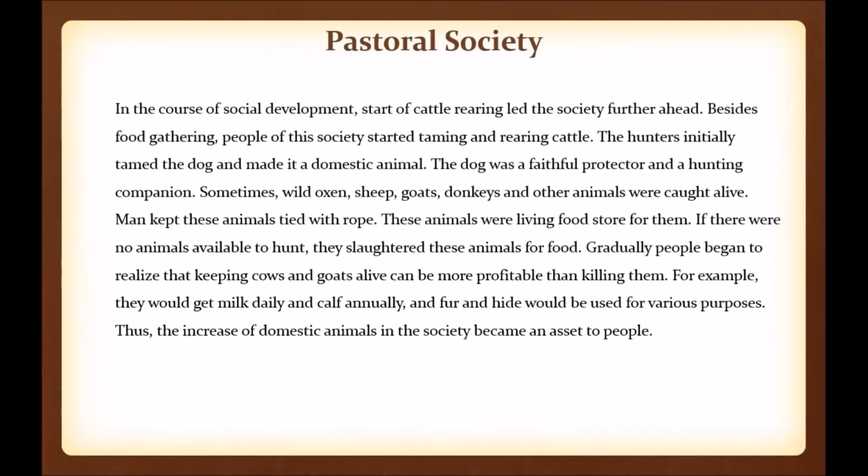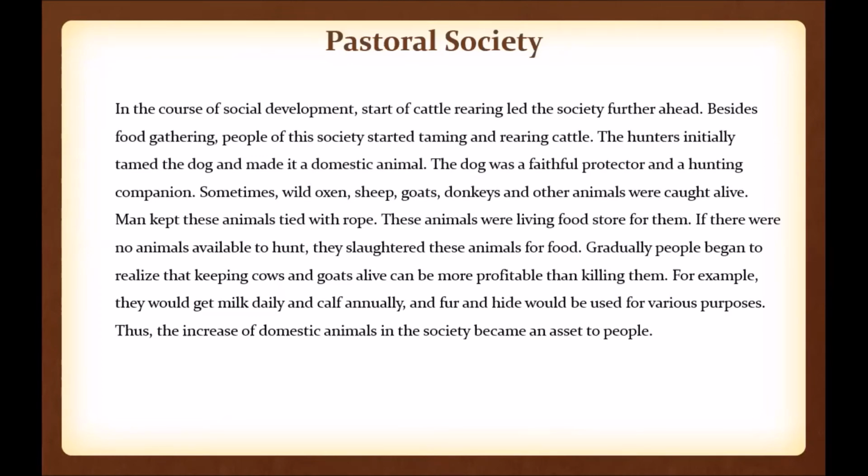In the course of social development, start of cattle rearing led the society further ahead. Besides food gathering, people of this society started taming and rearing cattle. The hunters initially tamed the dog and made it a domestic animal. The dog was a faithful protector and a hunting companion. Sometimes wild oxen, sheep, goats, donkeys, and other animals were caught alive. Men kept these animals tied with rope. These animals were living food store for them. If there were no animals available to hunt, they slaughtered these animals for food.